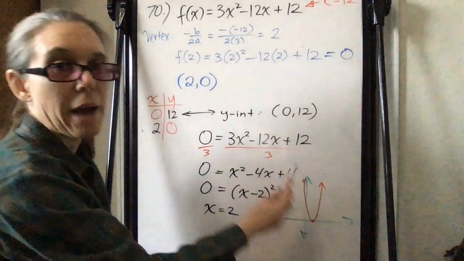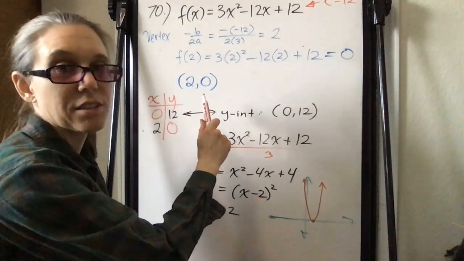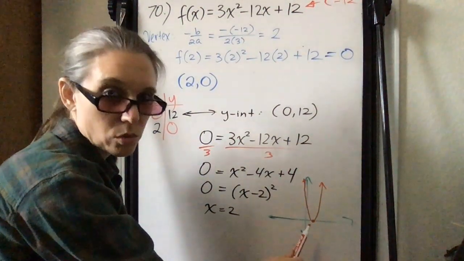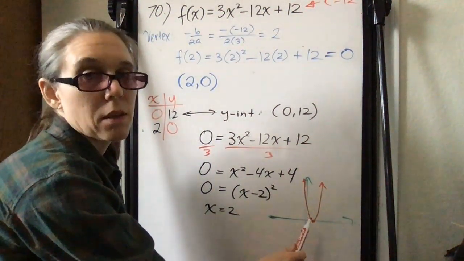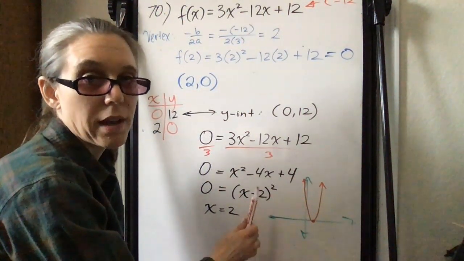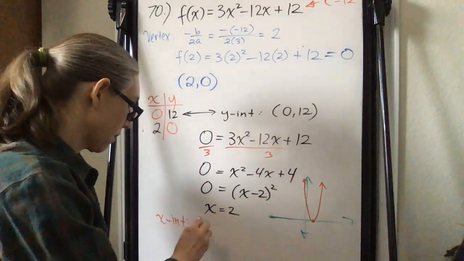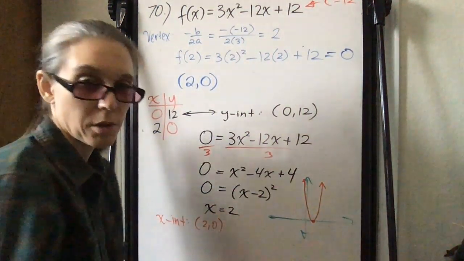So whenever you happen to have a vertex that is also an x-intercept, it will be the only x-intercept. So that's a unique situation where we only have one x-intercept. So the x-intercept in this case is 2, 0.